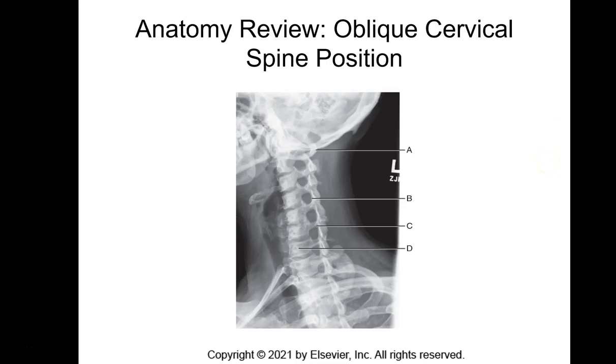Okay, let's look at an oblique cervical spine. Do you remember what we visualize in an oblique cervical spine? Well, if you said the intervertebral foramina, you are correct. So remember, the foramina are formed by the inferior vertebral notch of one vertebra meeting the superior vertebral notch of the vertebra below. And it forms these really cool circular foramen.